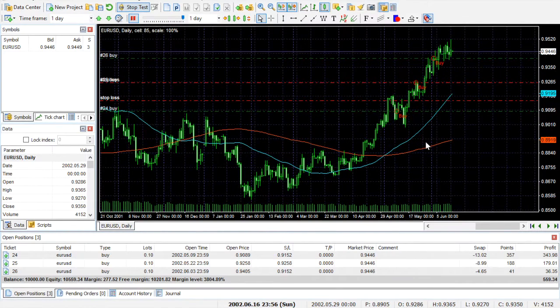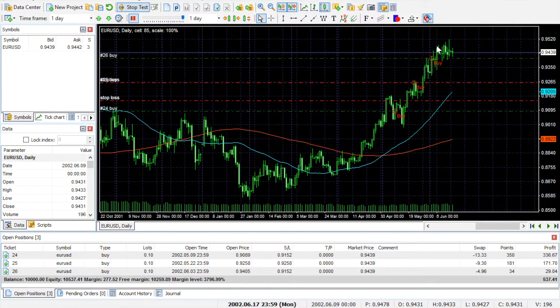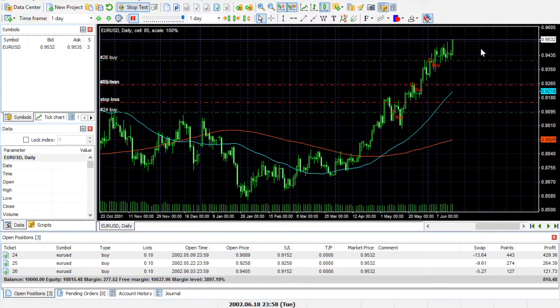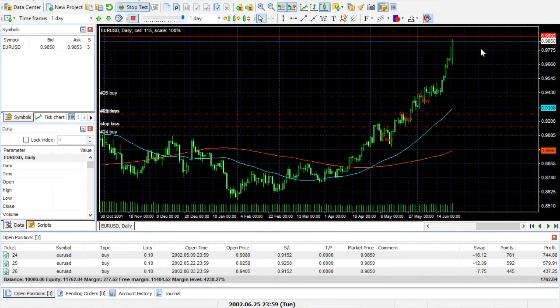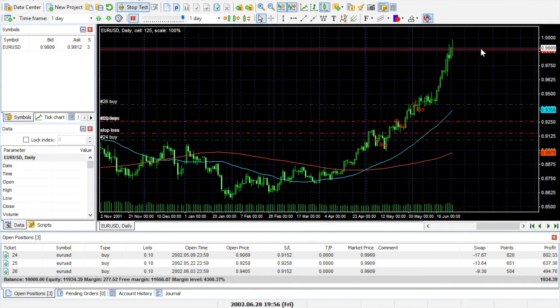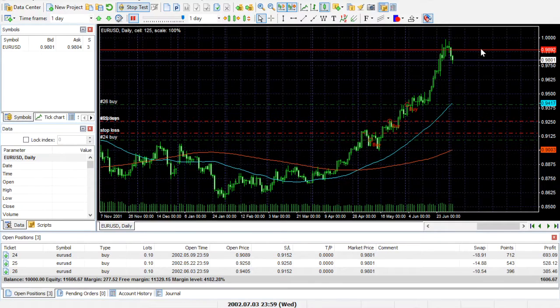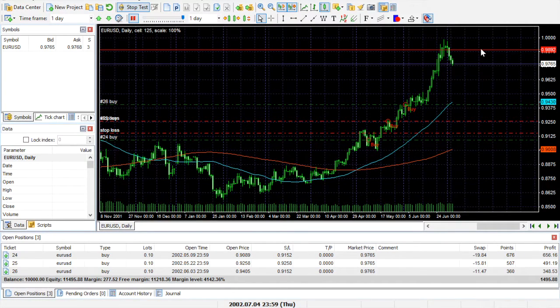Okay, so price has taken off a little bit in our direction. I'm not going to add to this position again, even though it is consolidating. I don't add to the position more than twice after the initial trade. And we're off. Some nice movement. Price begins to consolidate again.